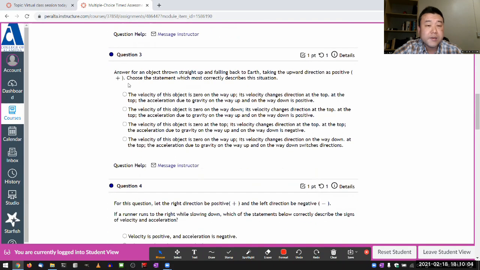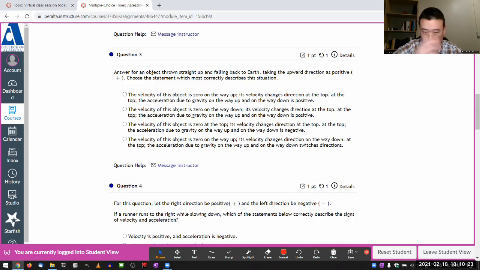Question 3, for an object thrown straight up and falling down on Earth. Taking upward as positive, that seems natural. Choose the statement which most correctly describes this situation. Velocity is not zero on the way up. On the way up, it's positive. So I'm going to go to the next choice.